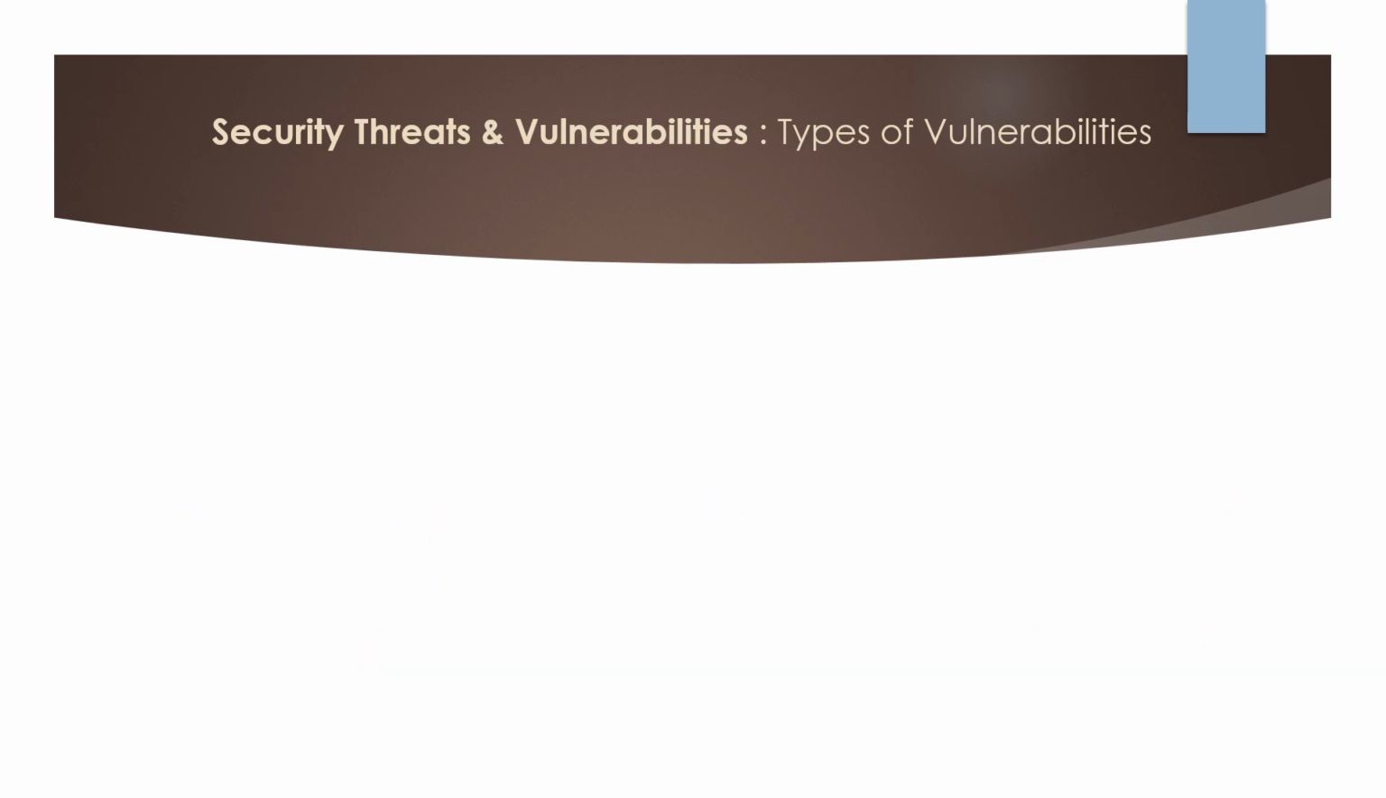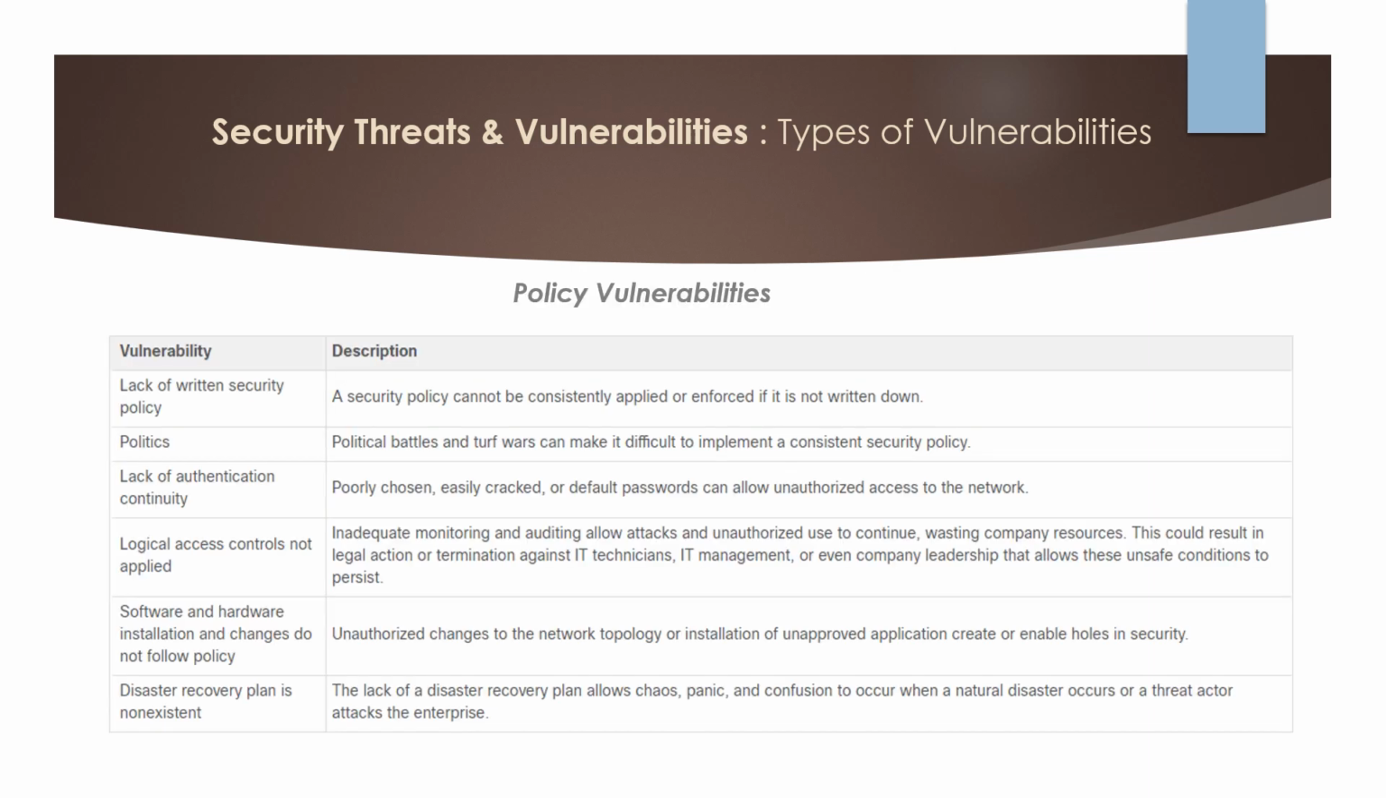And as for the policy vulnerabilities, here is the table listing all the vulnerabilities, such as lack of a written security policy, lack of authentication continuity, logical access control that is not applied, software and hardware installation and changes not following policy, and a disaster recovery plan that is nonexistent. And for each of those vulnerabilities, the description is also listed.